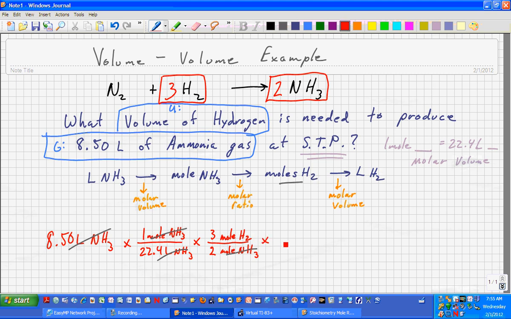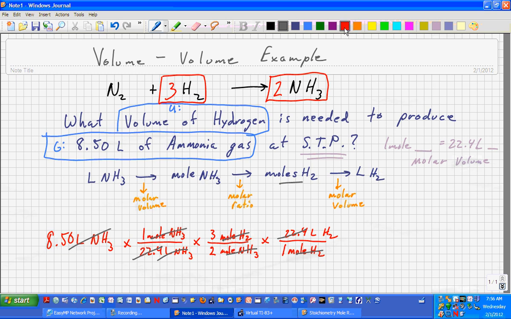so I want to take my final step. I'm going to go from moles of hydrogen, so I'm going to get moles of hydrogen to cancel, and I'm going to use 22.4, that molar volume again, liters of hydrogen on top. My moles of hydrogen cancel. I'm left with liters of hydrogen. Now, before I go ahead and grab my calculator, let's take a look at something else. I've got 22.4 on top, 22.4 on the bottom. So those guys cancel out, and I'm left with just 8.5 times 3 divided by 2.